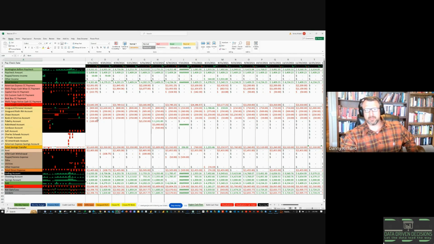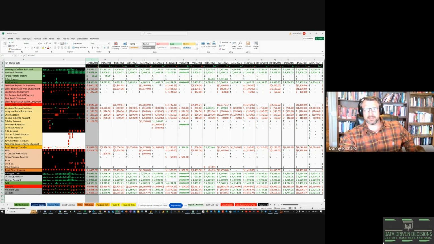Each column is a pay period. So I get paid twice a month, so it's segmented each time I get paid. For each column, I want it to start the day I get paid. That's the day money goes into the account. And then for the next 15 days, I want to forecast all the money that goes out and make sure that I don't end up in the negative.